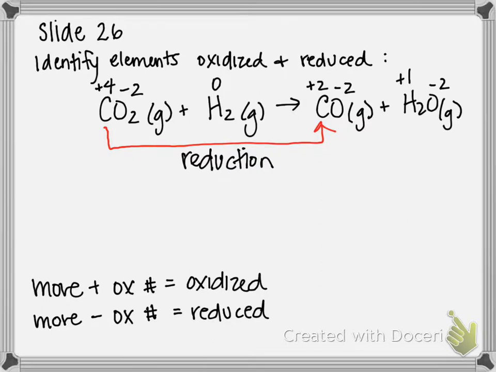Whenever we have a reduction, we have to have an oxidation. So now we can look at oxygen. Oxygen's -2 on the reactant side, and it's also -2 on the product side. So that means oxygen's neither oxidized nor reduced. So the only other element in our problem is hydrogen. And hydrogen, if we look, is going from 0 on the reactant side to +1 on the product side. So it's getting more positive. It's losing electrons. Therefore, hydrogen is undergoing oxidation.